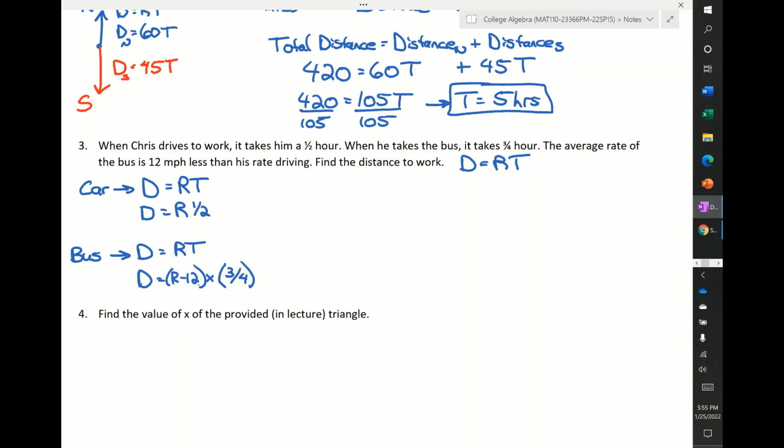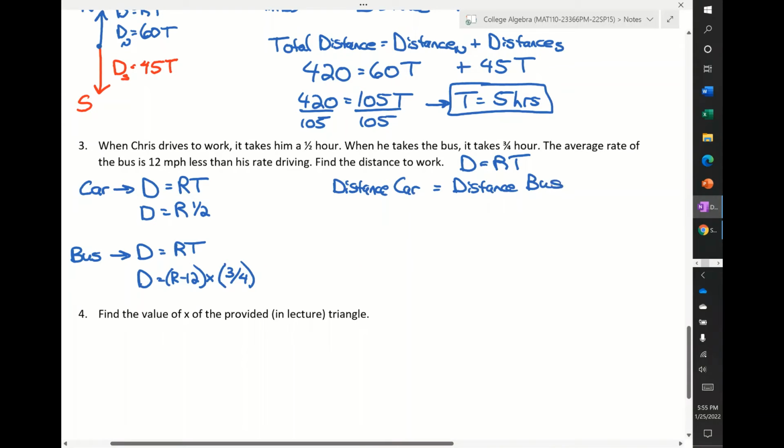There's one other piece we have to tie together. The distance that the car is going is the same as the distance the bus is going. So the distance of the car is equal to the distance of the bus. Which means 0.5 r is equal to 0.75 times r minus 12. I just substituted in the distance for each the car and the bus.